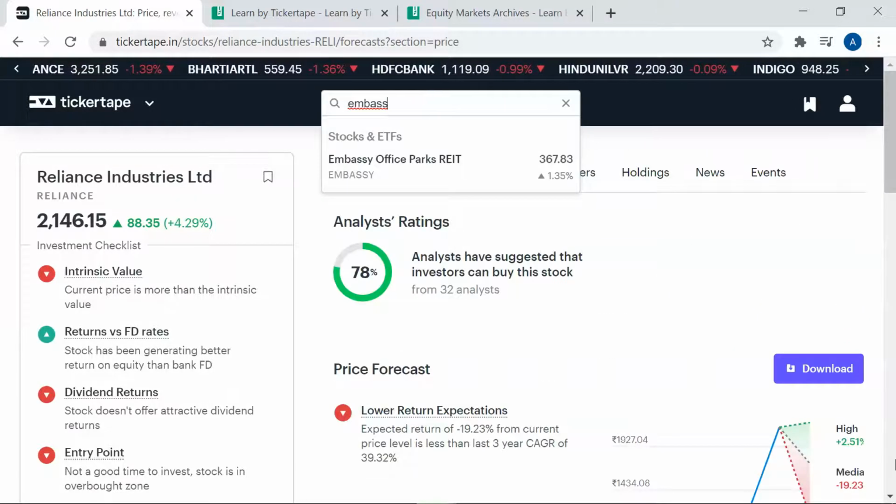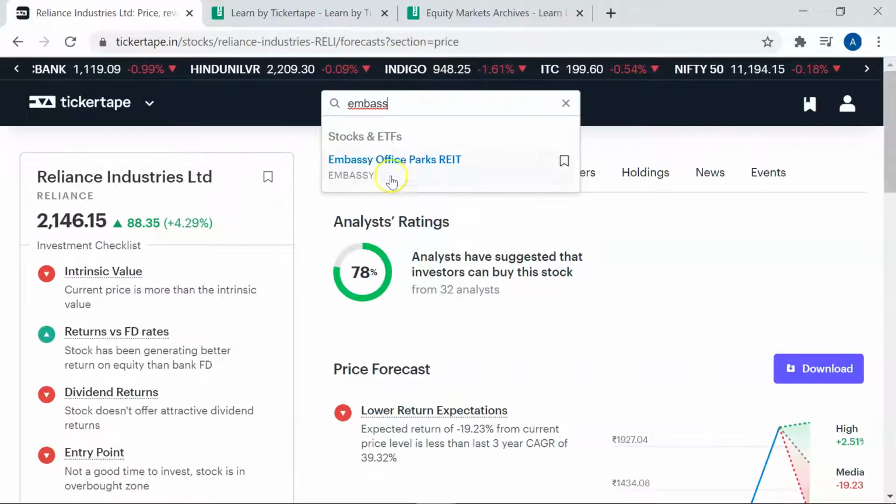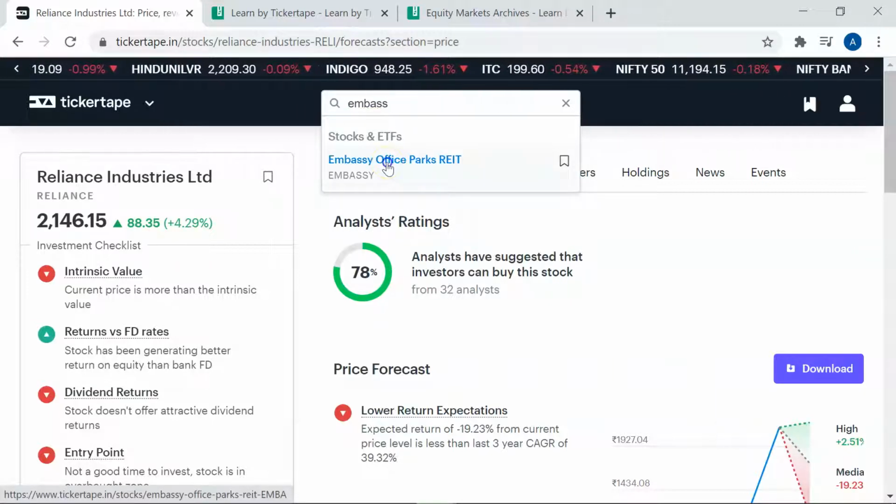So the first disadvantage of ticker tape is, even using the pro membership, you cannot make much out of it, because it is not predicting the trend exactly. It is just giving one high possibility and one low possibility in general. So next I will show you the second disadvantage.